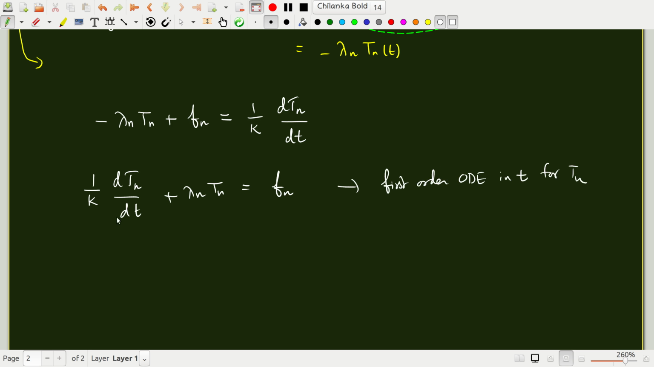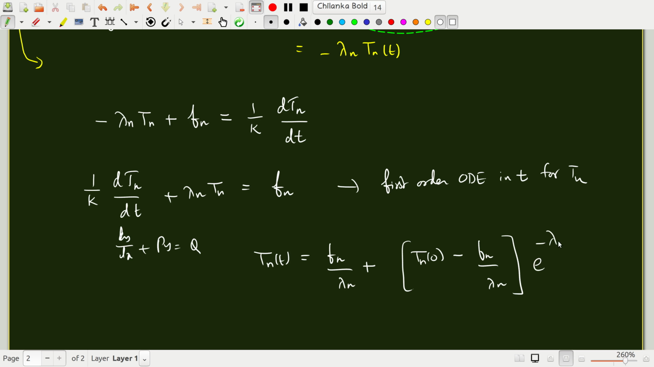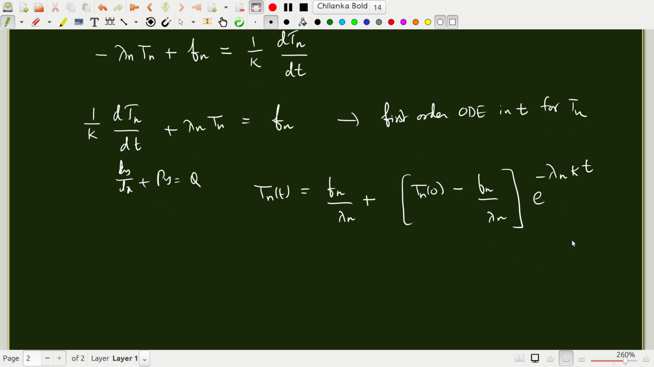It can be easily solved. This is of the form dy by dx plus py is equal to q, which we know how to solve. So Tn of t is Fn by lambda n plus Tn0 e to the minus lambda n kappa t. Just verify that this is indeed the case. After simplifying, using the integrating factor, you will get this.